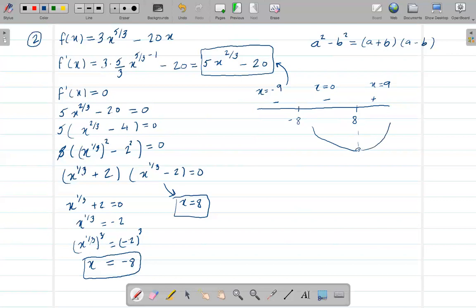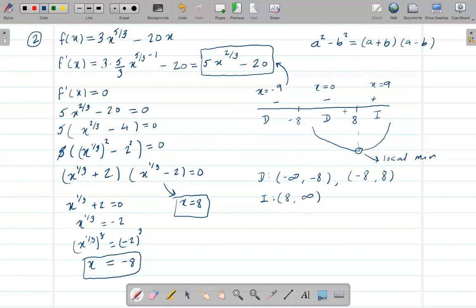So I can say that at this point we have a local minimum. Now, I know this is negative, so this is decreasing, this is negative, this is decreasing, this is positive, this is increasing. So let's write this interval first. The decreasing interval is from -∞ to -8, and -8 to 8. And the increasing interval is from 8 to +∞.